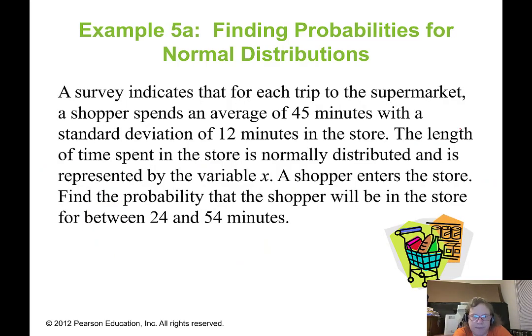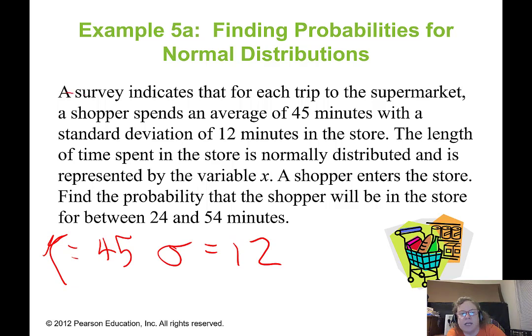Let's try a different problem. And again, I'm going to encourage you to pull the information out of the problem as you learn it. So a survey indicates that for each trip to the supermarket, this is slide 9, a shopper spends on average 45 minutes with a standard deviation of 12 minutes in the store. So I have mu equals 45, and I have sigma equals 12, and now I can ignore that whole first sentence. That's all the information that's in there.